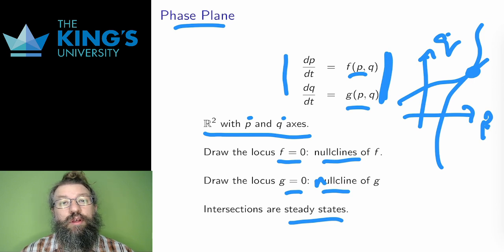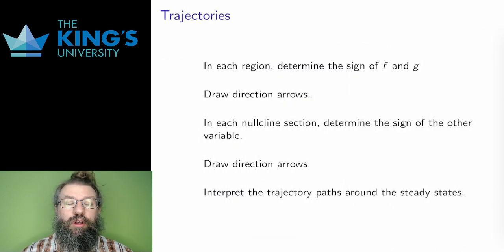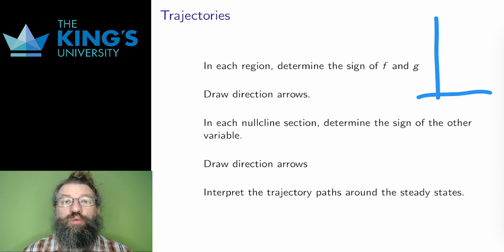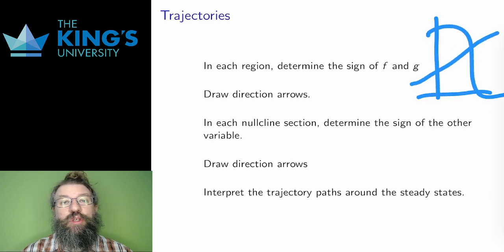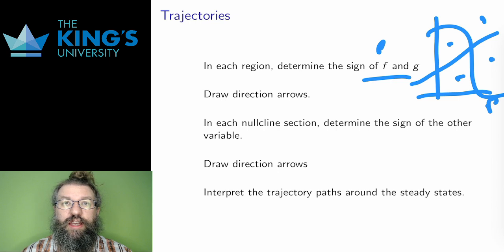All right, so we have our steady states and we have our nullclines. Nullclines break up R2 into a bunch of regions. And in each region, I'm going to determine the sign, positive or negative, of these right-hand expressions f and g. F is related to P, which I've sort of labeled as the x-axis. So it's going to relate to whether something is going positive or negative horizontally. G is related to Q, which I've labeled as the y-axis. So that's going to be interpreted vertically.